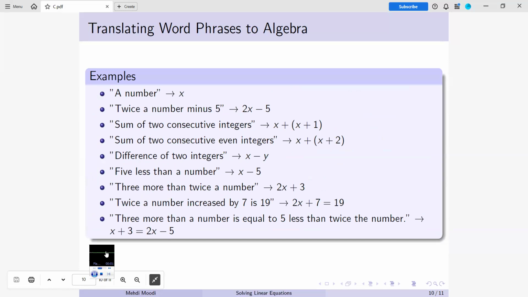Word problems love to sound dramatic. 5 less than a number isn't a Shakespearean riddle. It just means x minus 5. Learn how to decode the phrases and suddenly word problems become as easy as forgetting your password right after resetting it.